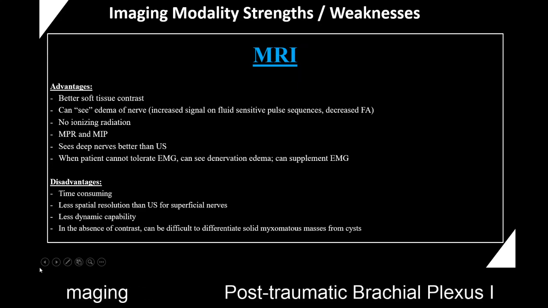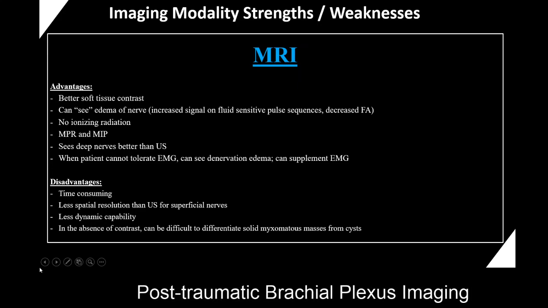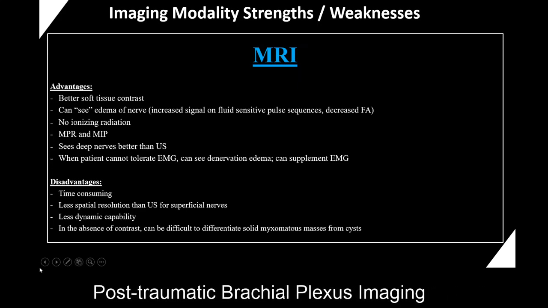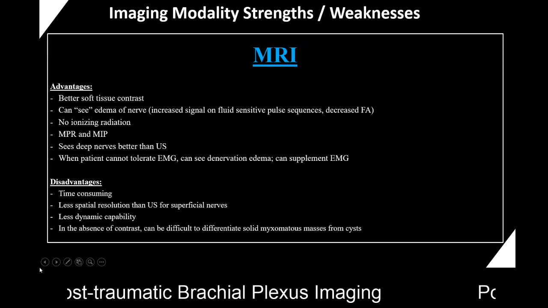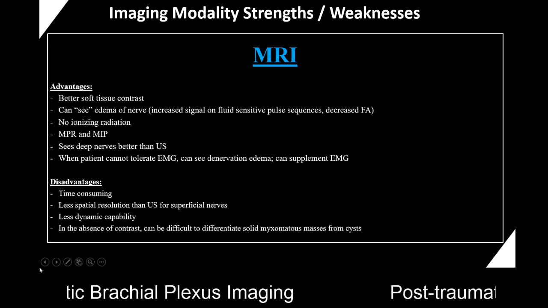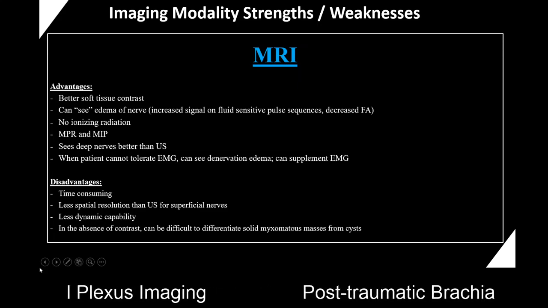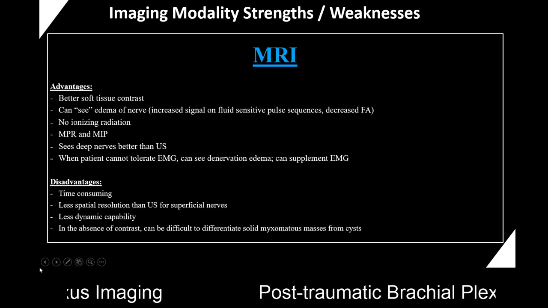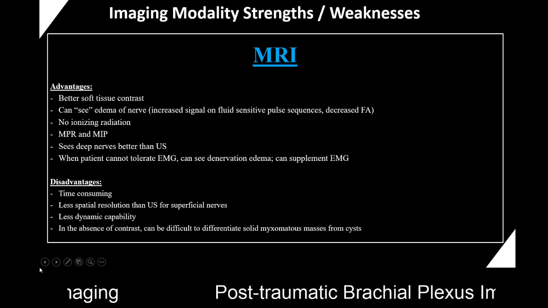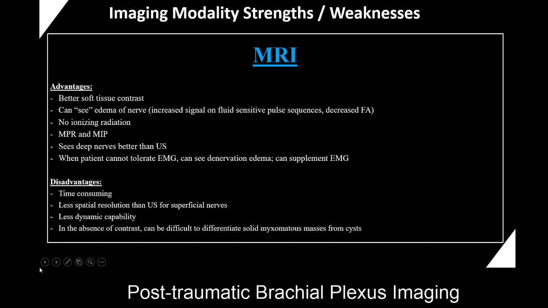The spatial resolution is not as high as ultrasound for these superficial nerves. We do have less dynamic capability when compared to ultrasound, and though this is not relevant to trauma per se, if you see a mass around one of the nerves, it may be difficult to differentiate a cyst from a small solid myxomatous mass, and so you really need contrast to help differentiate the two, and when you don't have contrast, that can become problematic.